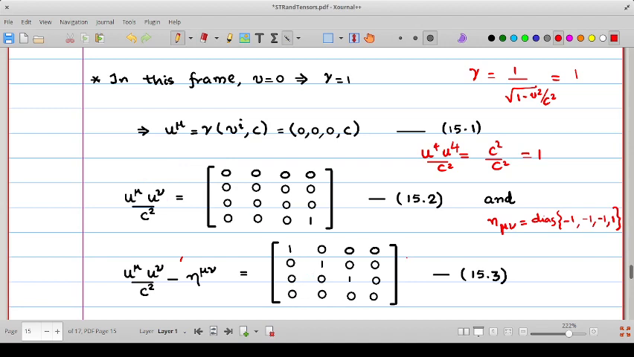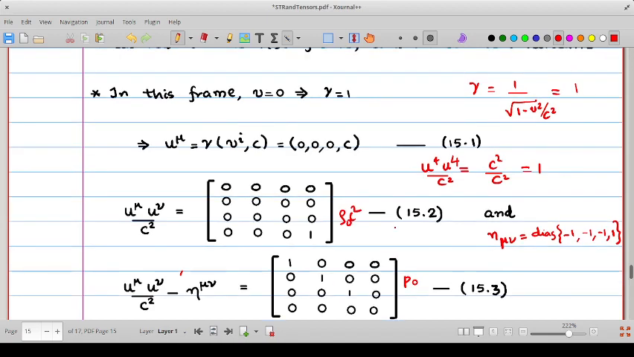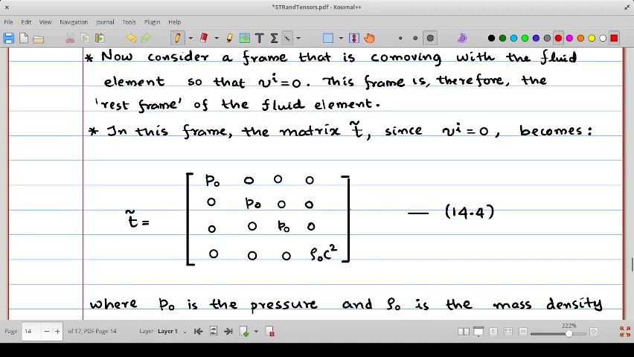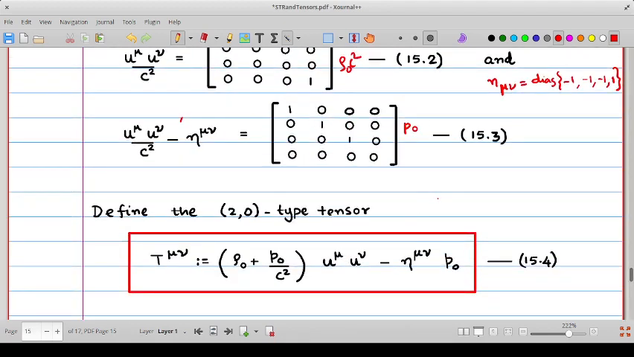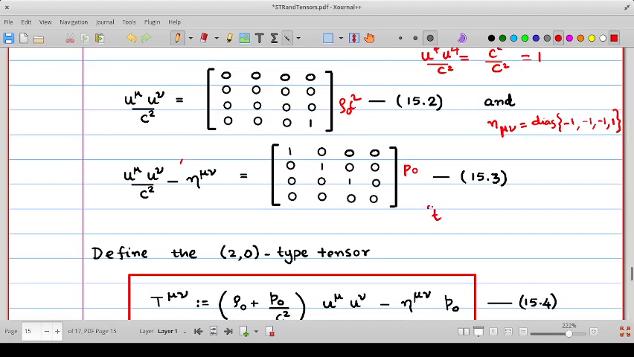Now, if I multiply this with P0 and this with rho c square and add them, the right hand side, that is this matrix on the right hand side, will exactly become that. So we see that in the rest frame of the fluid element, T tilde is numerically equal to (u mu u nu by c square minus eta mu nu) P0 plus (u mu u nu by c square) times rho 0 c square.